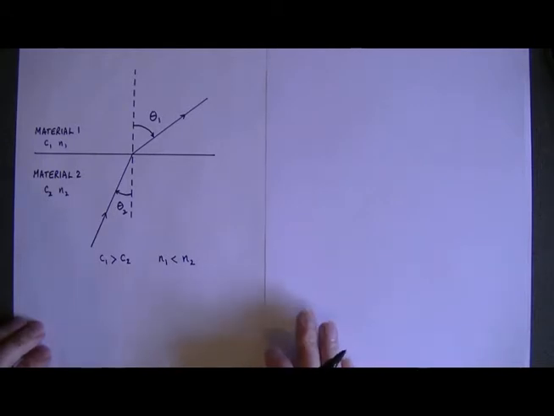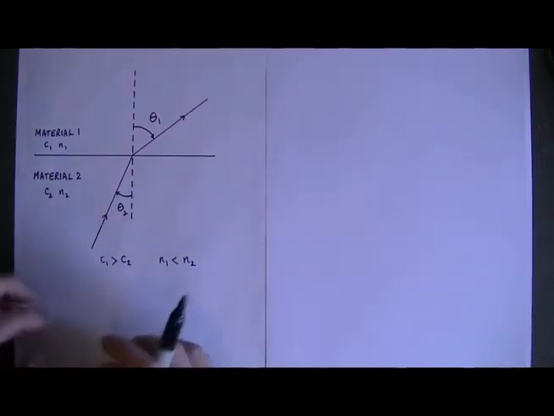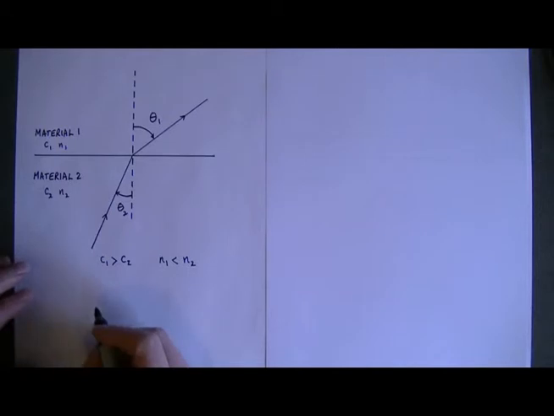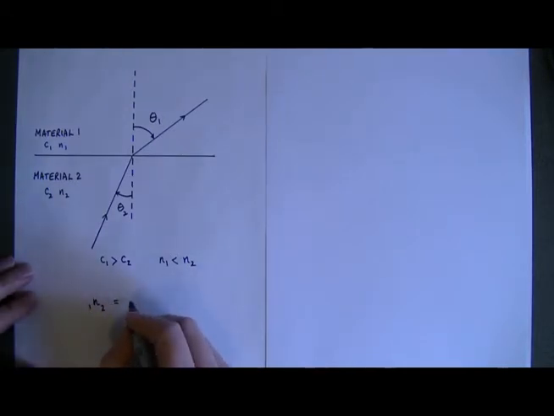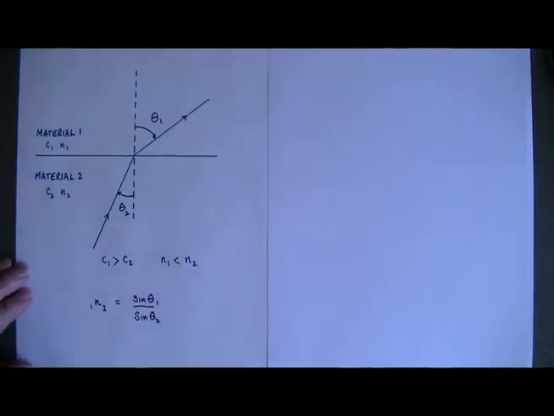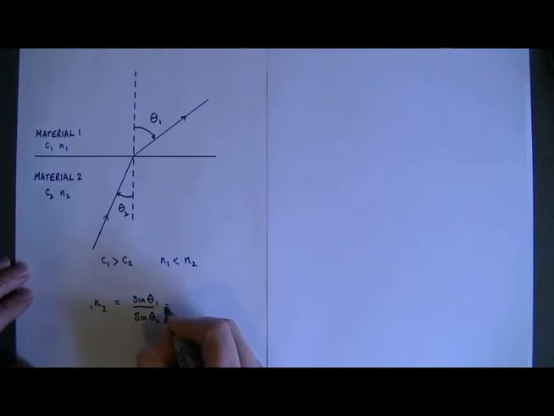So, if I apply Snell's law to this, I get n from 1 to 2 equals sine theta 1 over sine theta 2, and that equals n2 over n1.